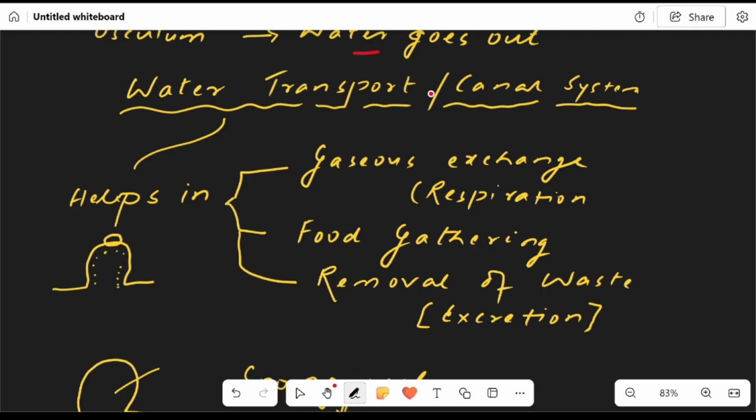So water transport and canal system helps in gaseous exchange, that's respiration for you. Along with the water comes the food, so it helps in food gathering also, and it removes the waste that it excretes.